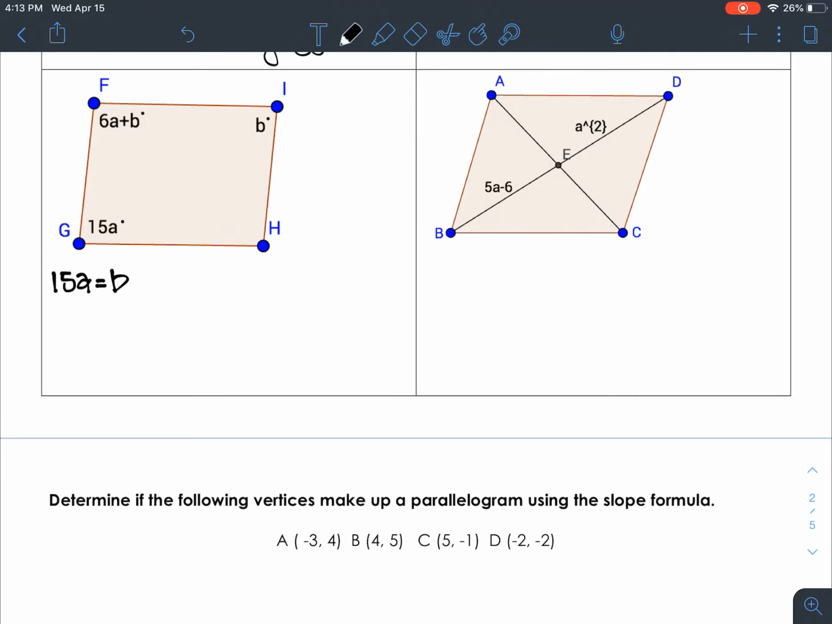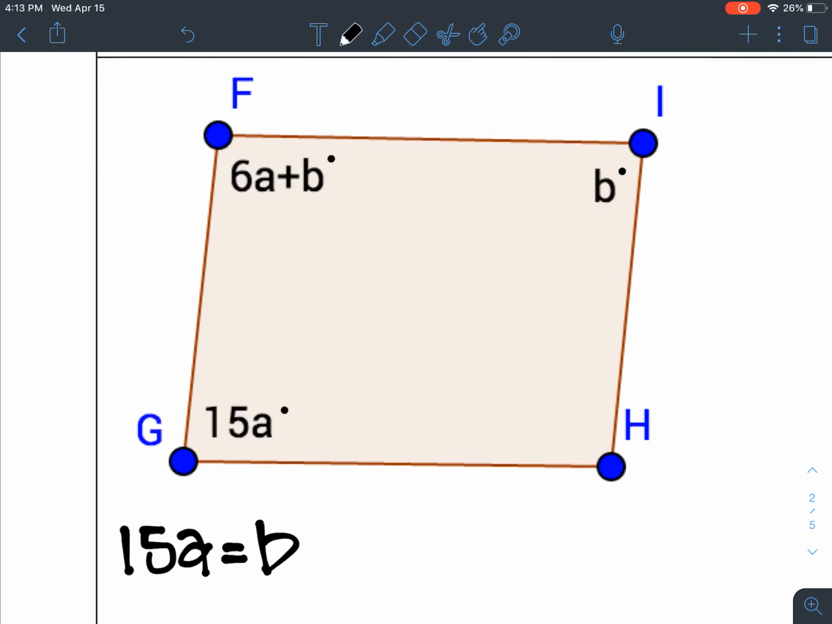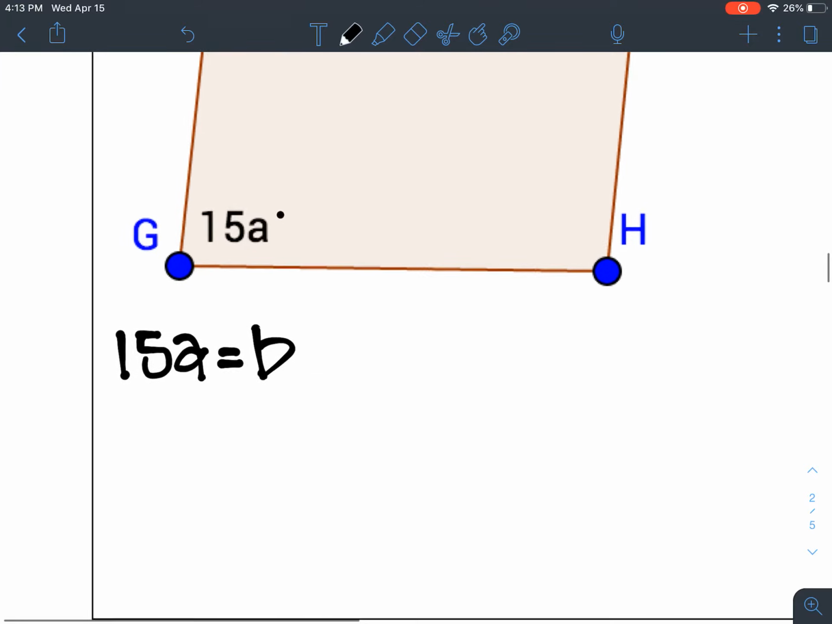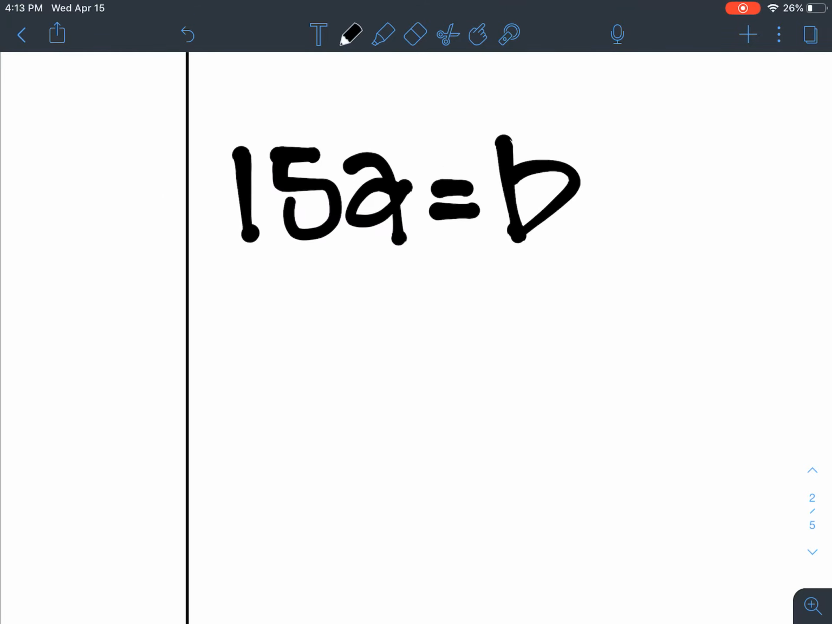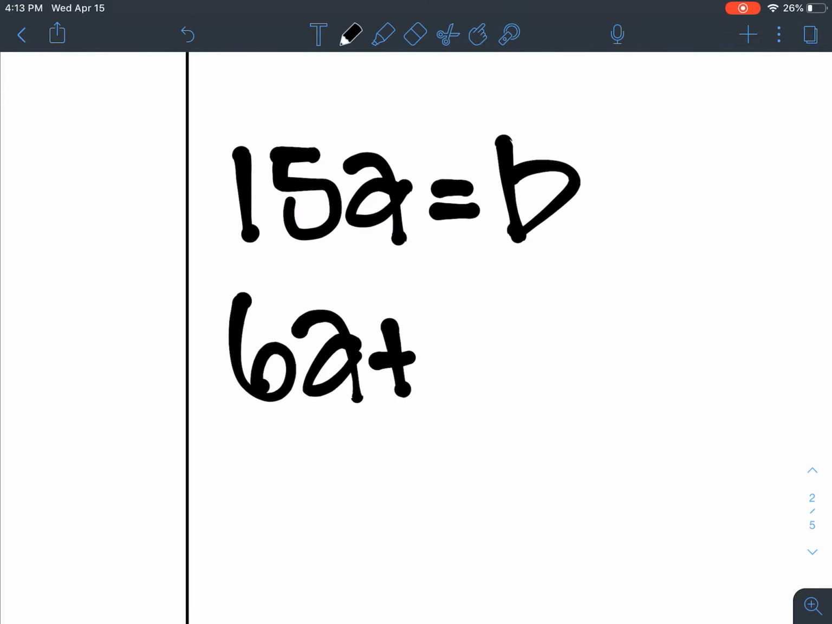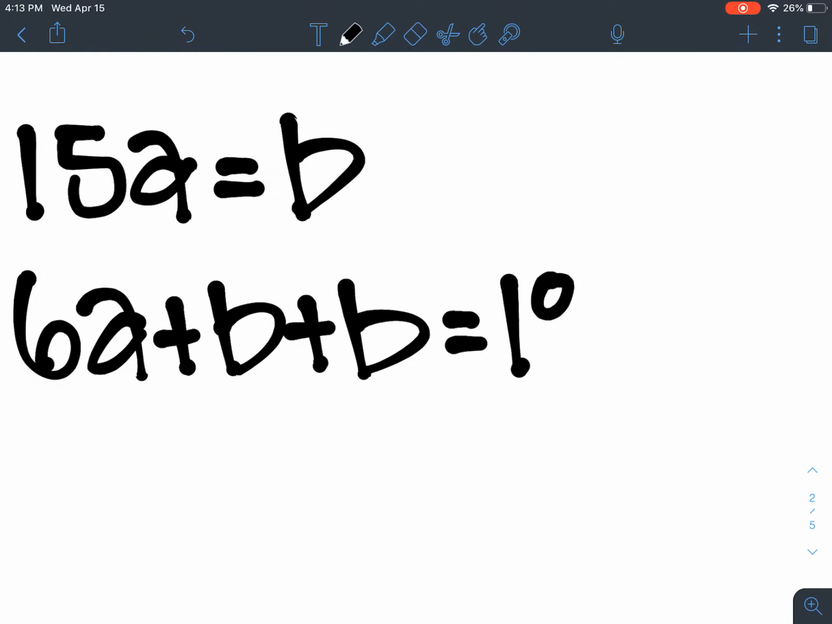So maybe let's try setting up another equation. This time I'm going to look at 6A plus B and the B and ask myself, what type of angles are those? Well, those are consecutive. And I know that consecutive angles in a parallelogram are supplementary. So I'm going to do 6A plus B has to equal 180 degrees.